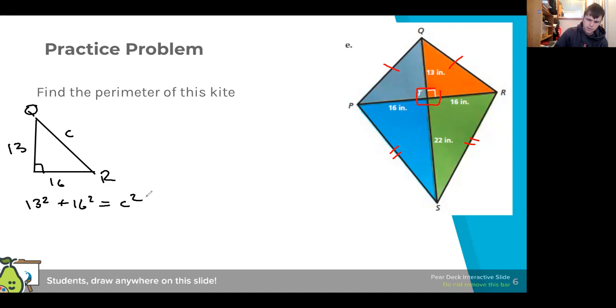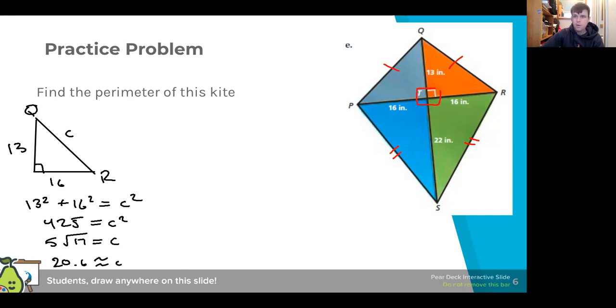I'm going to use my calculator to make this go a little faster. So that's 425 equals c squared. And then I'll take the square root of that. Now we could write this in 2 different ways. We could either keep this exact like this, or we could get a decimal version and call this around 20.6. To make this problem a little easier, I'm going to go with the decimal version. So this one is 20.6 and 20.6.